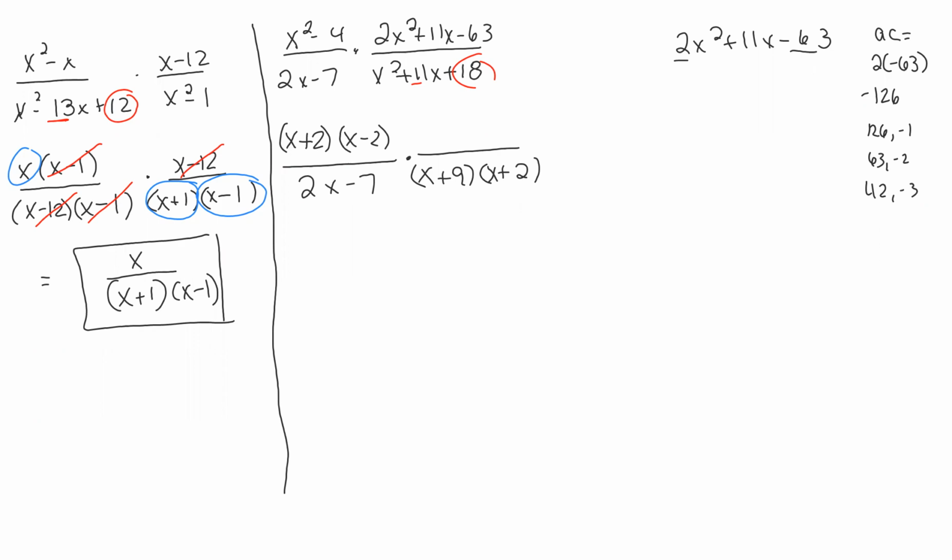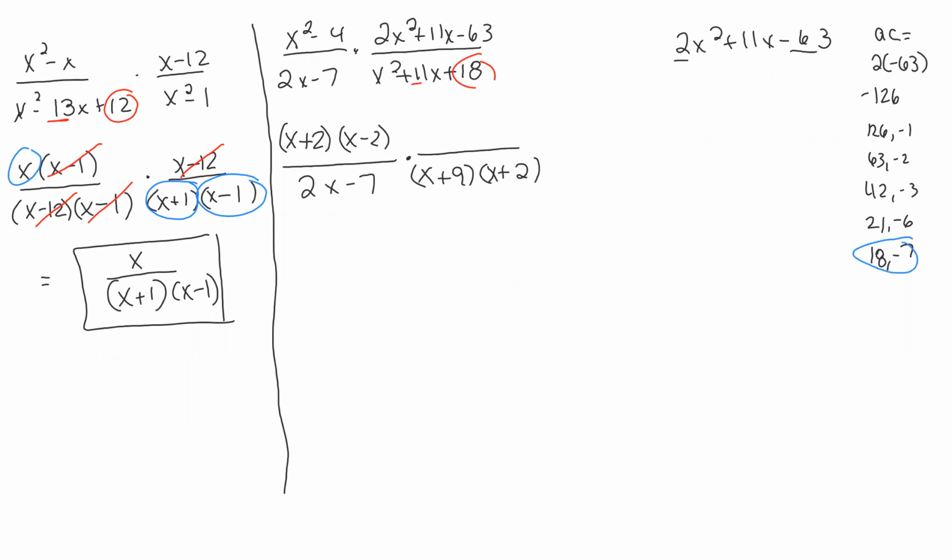We could, let's see, 126 divided by 6. We could do 21 and -6. We could do 18 and -7. Oh, there you have it. What's 18 minus 7, or 18 plus -7? Well, it adds up to 11.